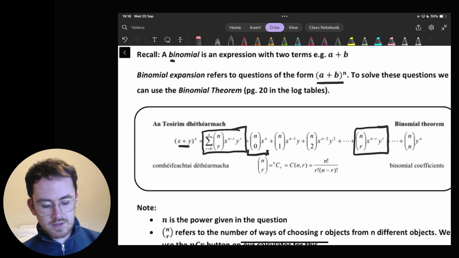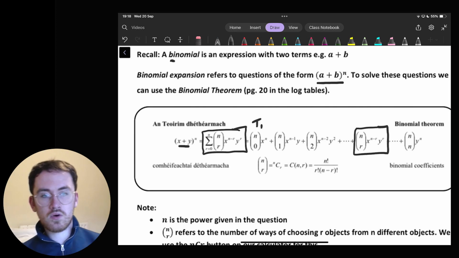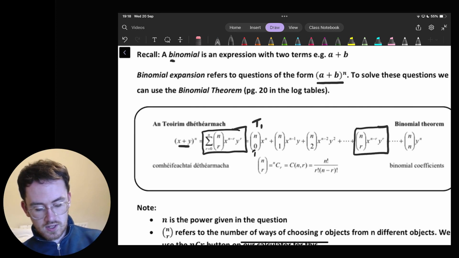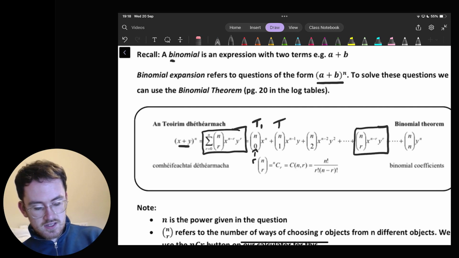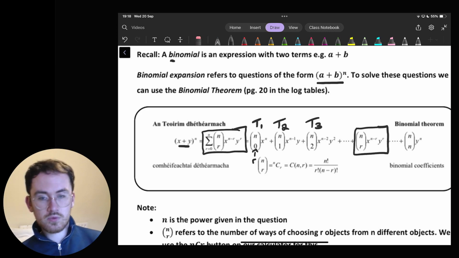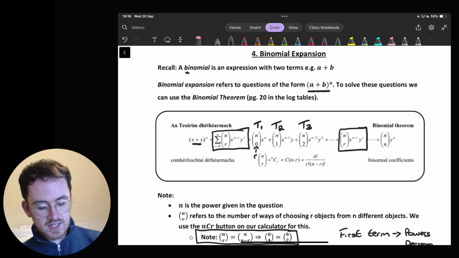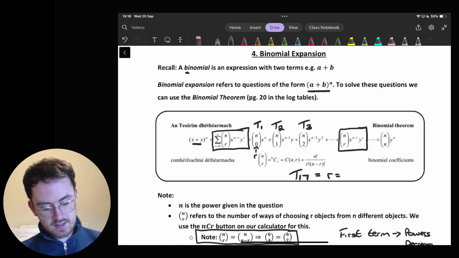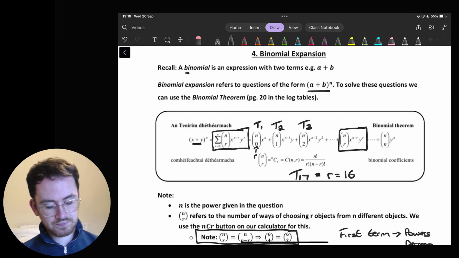So if we think about that in terms of this expansion, the first term will be when r is equal to 0. Remember that r is this number down the bottom here in that bracket. So the second term would be when r is equal to 1, and the third term would be when r is equal to 2. Following that idea on, if we were trying to find T17, that would tell me that r must be 16. That r must be 16 for term 17.